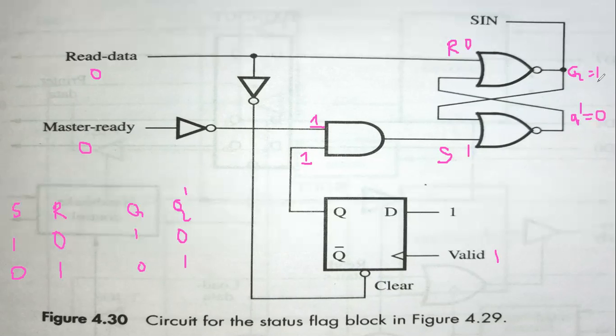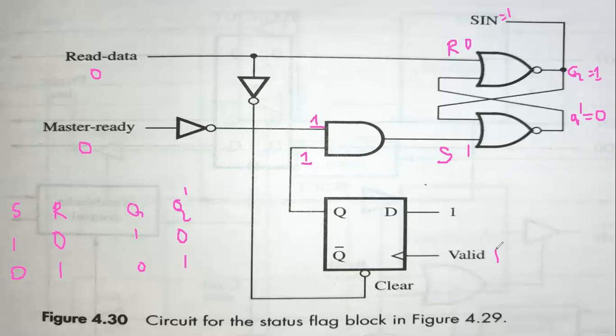It means SIN will be equal to 1, which indicates there is some data available. Why are we getting SIN equal to 1? Because here, observe, valid is equal to 1. When valid is equal to 1, it means you have data available in the data in register. Only then valid will be equal to 1.